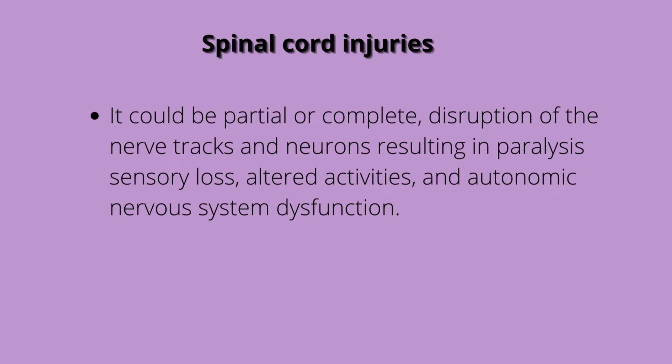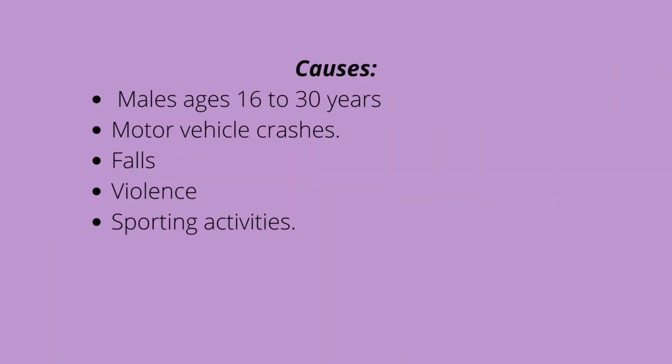Remember, your spinal cord has nerves covering it. So the injury could be partial or incomplete. It results in paralysis, sensory loss, altered activity, and autonomic nervous system dysfunction. Some of the causes of spinal cord injuries include sporting activities, violence, falls, and motor vehicle crashes. Males between the ages of 16 to 30 years are at high risk of spinal cord injuries.